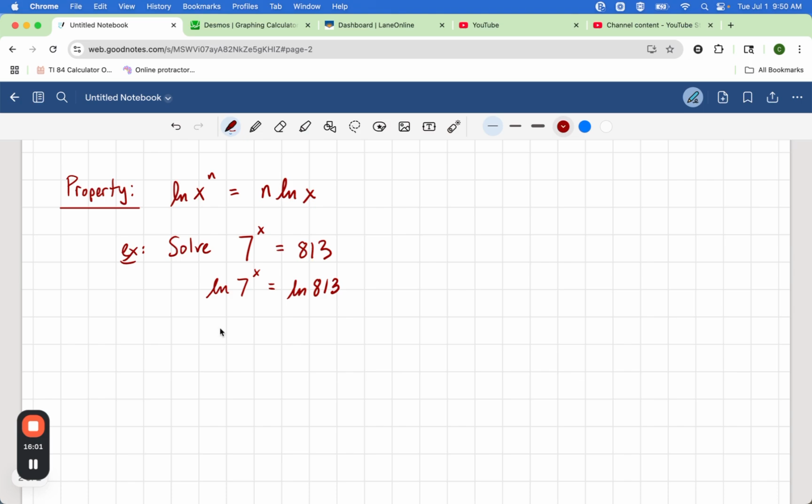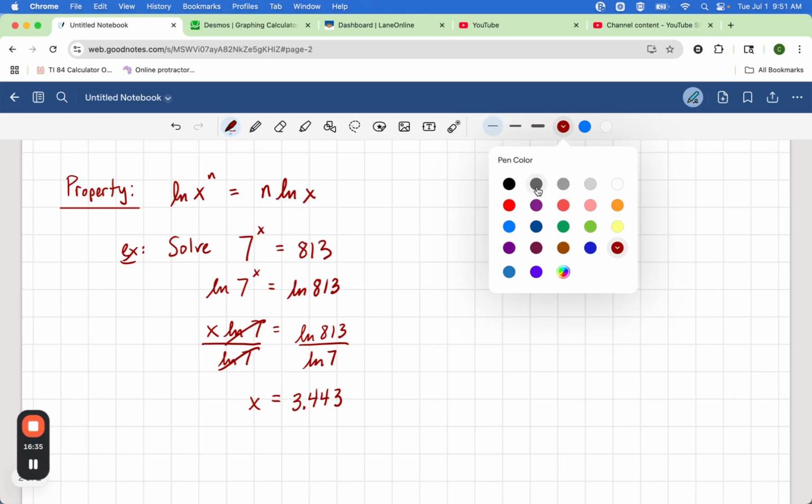Then by that property I just wrote down, the x drops down. So x ln 7 equals ln of 813. Then I divide each side by the ln of 7. Put that in the calculator exactly the way it looks, and we get 3.443. So we use that inverse property there, right? The ln of 7 to the x. Well, that wasn't really an inverse property, the property I just wrote down, where you can scooch the exponent down. All right, we are going to use the inverse property on the next one. I think I was getting ahead of myself there.